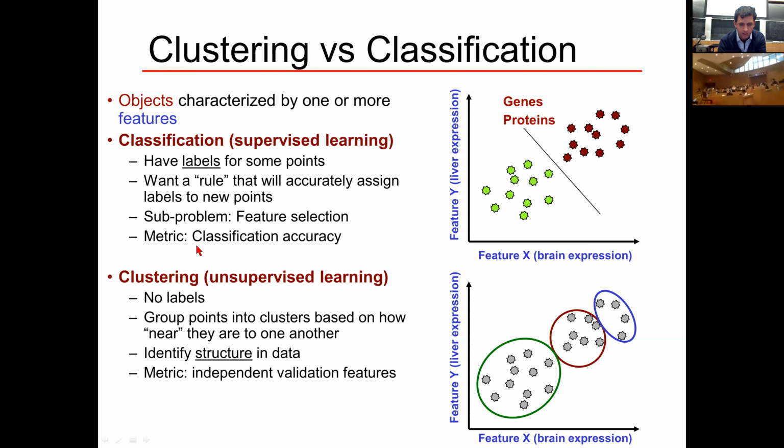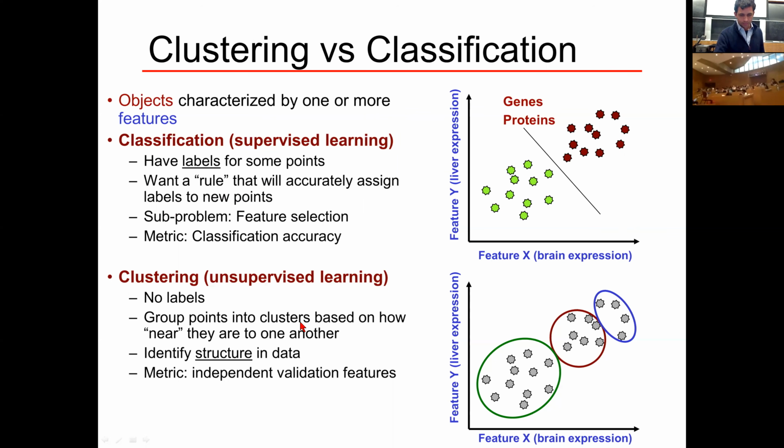And the metric is how well do I classify? And that is a well-defined metric because I know what my answer is. So I can hide the labels for some of the points and basically say, can I classify them well? And that gives me false positive and false negative rates.